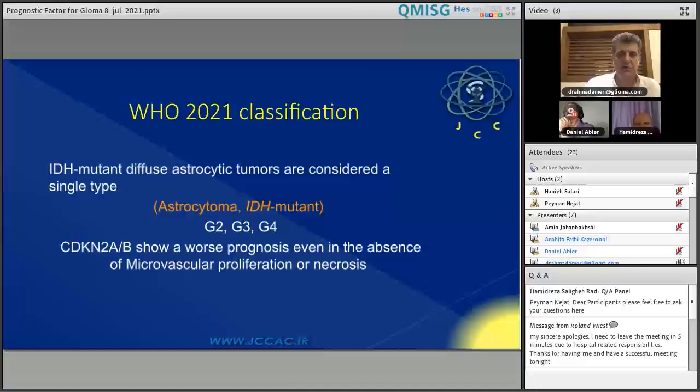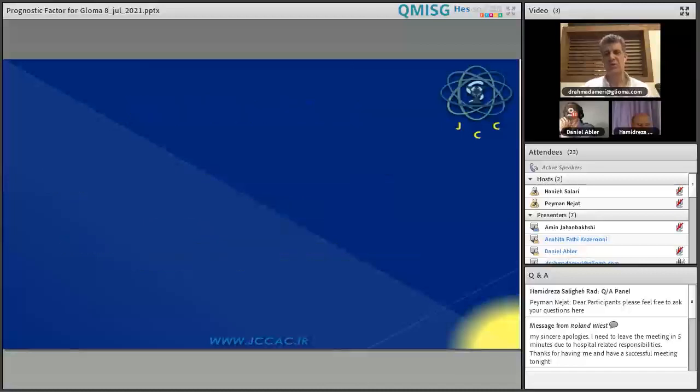About the diffuse astrocytic tumors, we don't have anaplastic astrocytoma. We just have one term, the IDH mutant diffuse astrocytic tumors. And this is a single entity, and its name is astrocytoma, IDH mutant. Grading has been done, but most of it is based on some genetic factors. One of them I bring here.